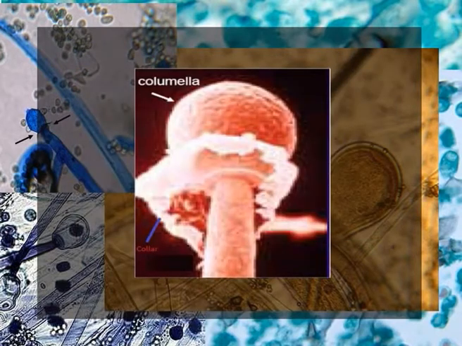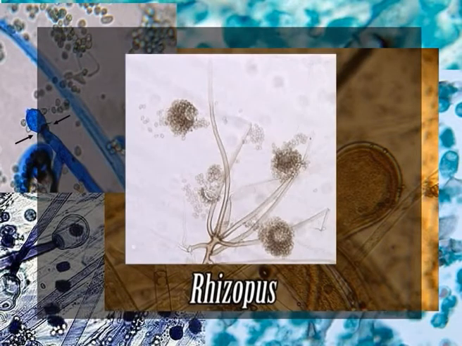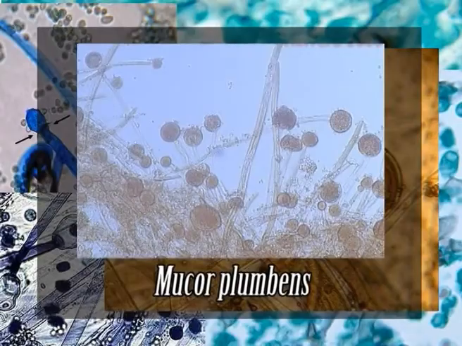Columella after dehiscence of sporangium does not change shape in Mucor, while columella in most of the species of Rhizopus become more or less dome or umbrella shaped after dehiscence of sporangium. In Mucor plumbeus, the sporangial wall breaks into pieces. The wall of mature sporangiospore consists of an inner electron transparent layer and outer electron dense layer.